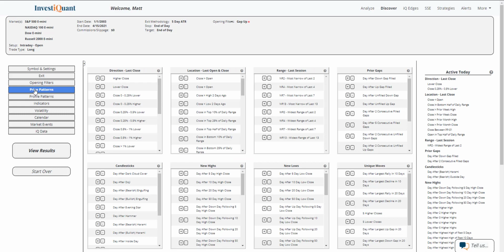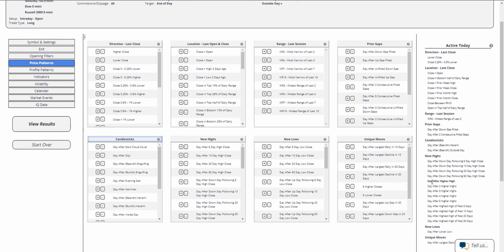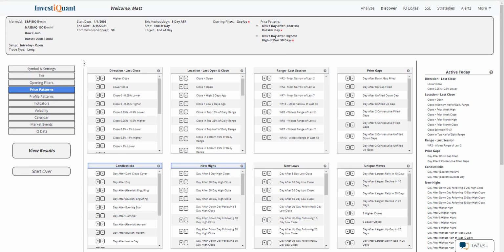Next, I'm going to go into the price pattern section, and I'm going to say that yesterday was a bearish outside day. So the easiest place to grab that is going to be from the active today section, which lists all of the filters that are applicable for today. And if I go down to the candlesticks, you can see bearish outside day, and then right underneath that, I can scroll down a little bit and see at the bottom option of the new high section, the highest high of the past 50 days. So I grabbed both of those patterns here.